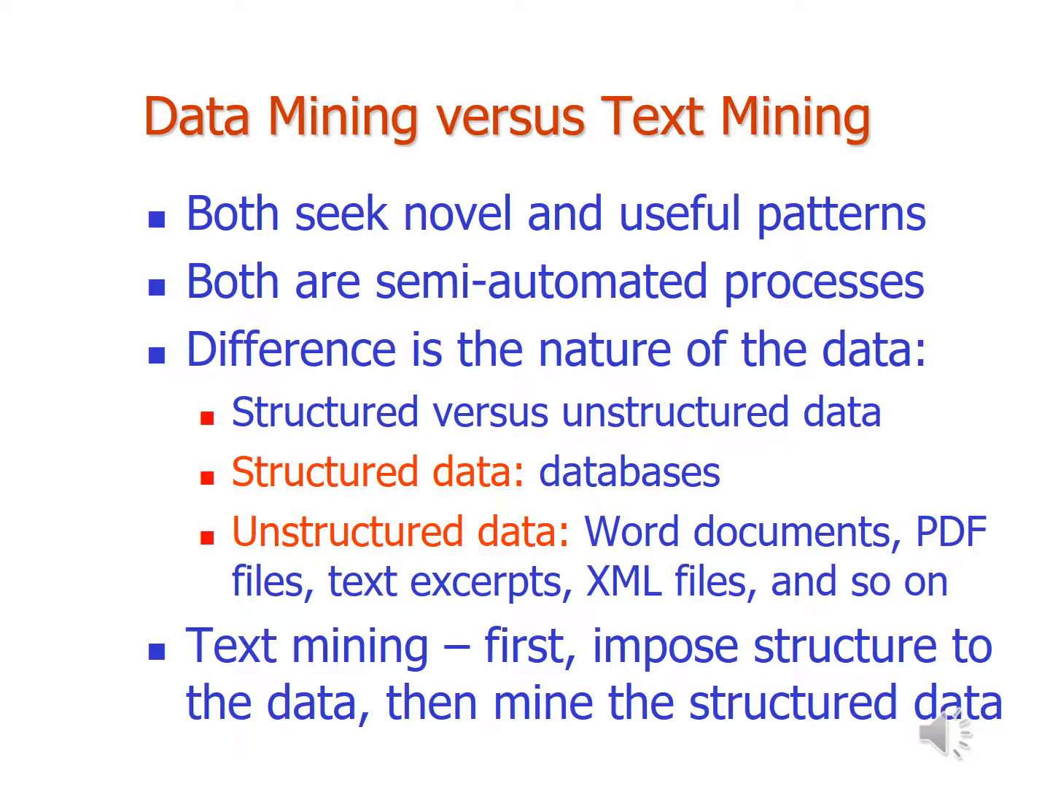Structured data versus unstructured data. Structured data is something like a database or an Excel spreadsheet where it's nice and clean. We know exactly how big the fields are. We know exactly how many rows and how many columns we have. That's structured data, and that's not that much of the data that we actually encounter. The unstructured data are things like Word documents, PDF files, text excerpts, XML files, and so on. Things that are messy, that have to be cleaned up and processed and put into a structured form before we can use them. So text mining first imposes structure on the data and then mines the structured data. That's the process that you have to go through in order to get meaning out of unstructured data.